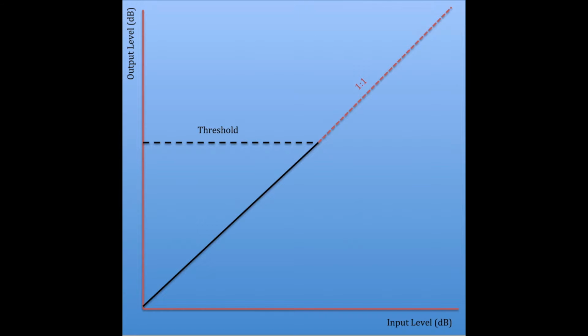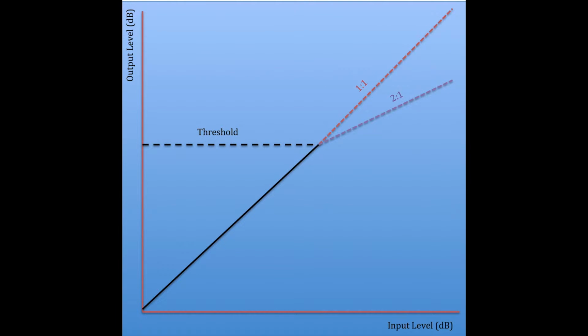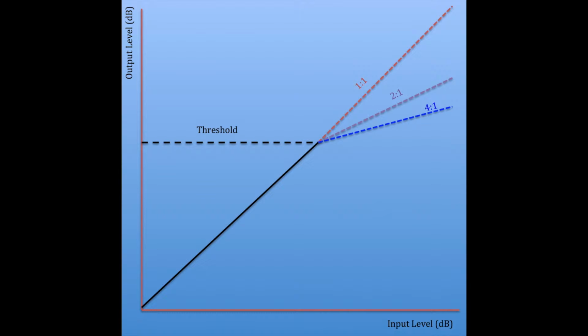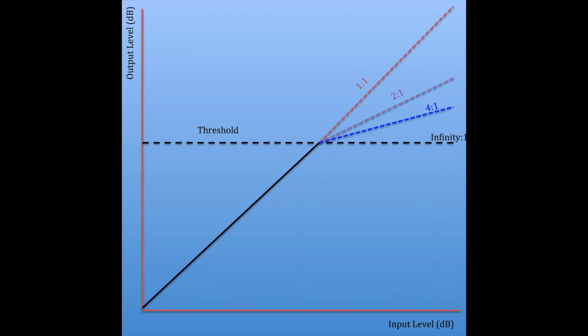A ratio of 2:1 is shown by the purple dotted line. For every 2 decibels above the threshold that goes in, 1 decibel will come out. This effectively halves the level above the threshold. With a ratio of 4:1, for every 4 decibels above the threshold that goes in, 1 decibel will come out. A ratio of infinity to 1 means that nothing can go above the threshold.